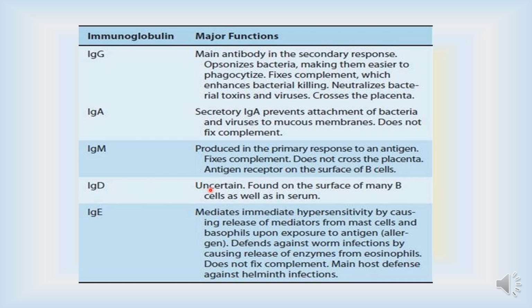Immunoglobulin D is found on the surface of many B cells as well as in the serum. Immunoglobulin E mediates the hypersensitivity by causing release of mediators from mast cells and basophils upon exposure to any allergen. It defends against worm infections by causing release of enzymes from eosinophils. It does not fix the complement. The main host defends against helminth infection. So these were some of the major functions of different immunoglobulins.